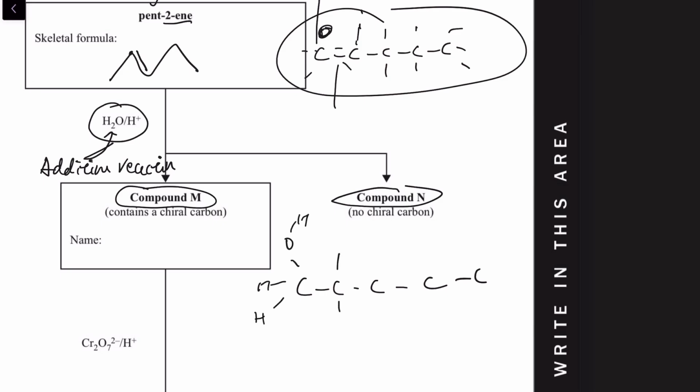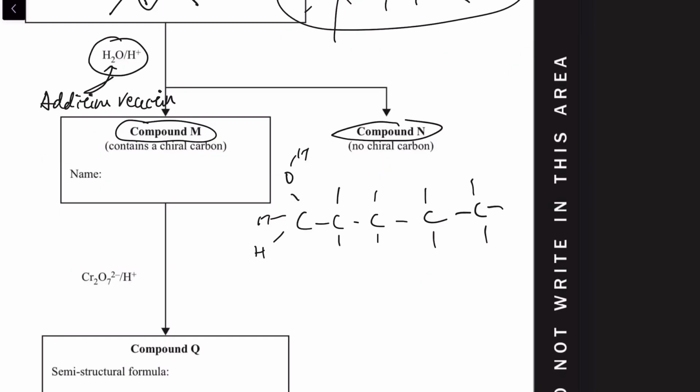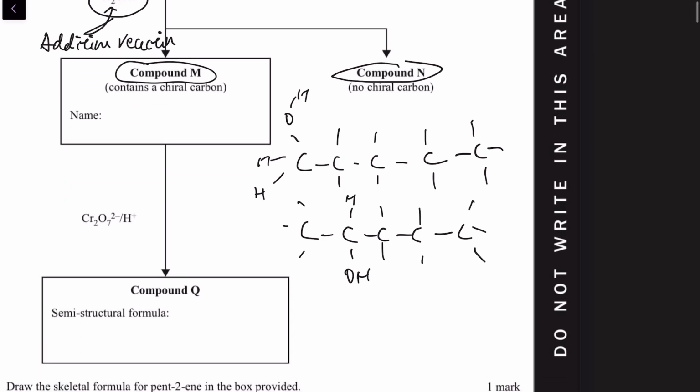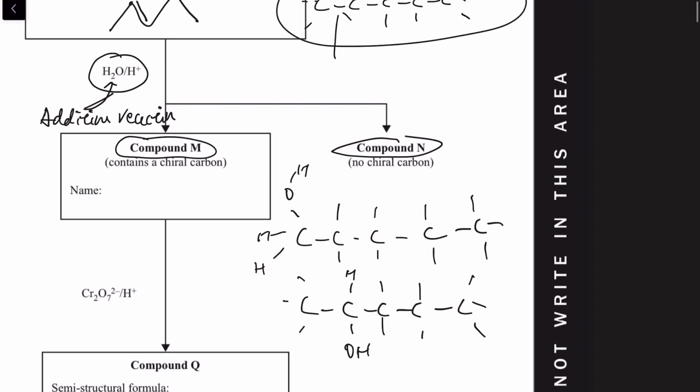I get a primary alcohol. And if I add the OH on the second carbon, it is a secondary alcohol. So which one is compound N, which one is compound M?